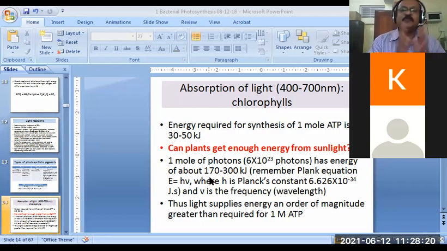Suppose I have 1 mole of photons. 1 mole of photons is falling on a particular plant leaf, or chloroplast. Then will that be able to generate the required amount of energy to synthesize 1 mole of ATP?